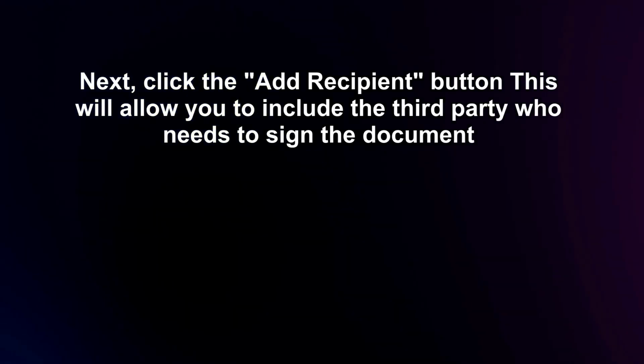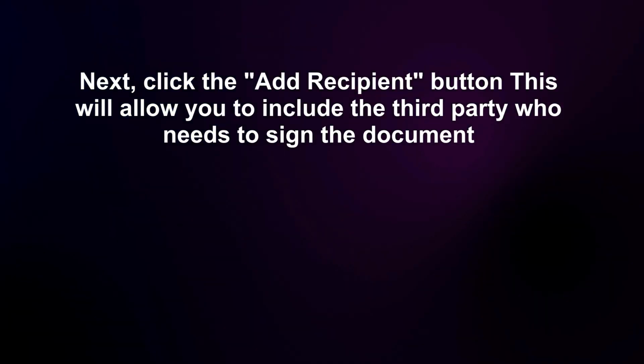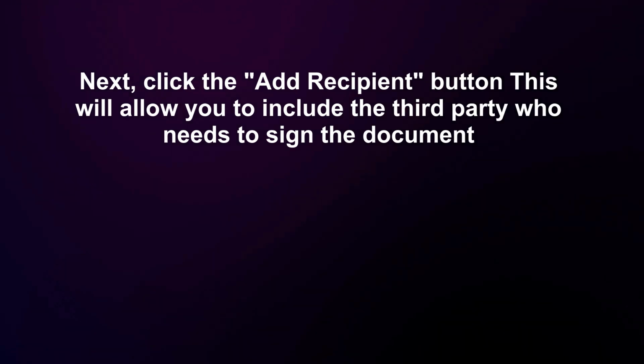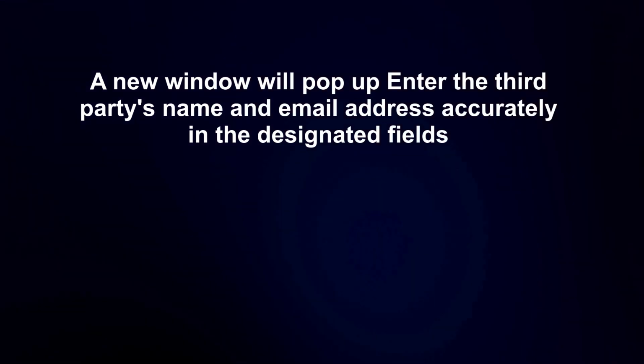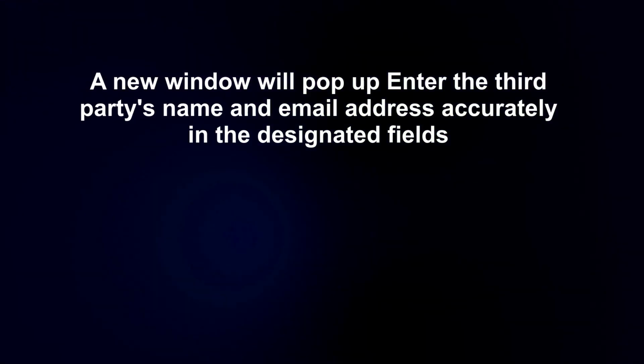Next, click the Add Recipient button. This will allow you to include the third party who needs to sign the document. A new window will pop up. Enter the third party's name and email address accurately in the designated fields.